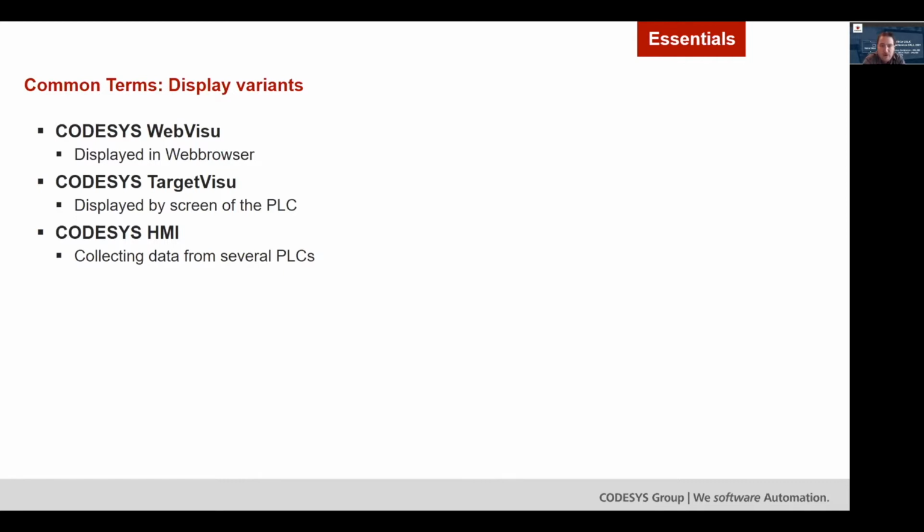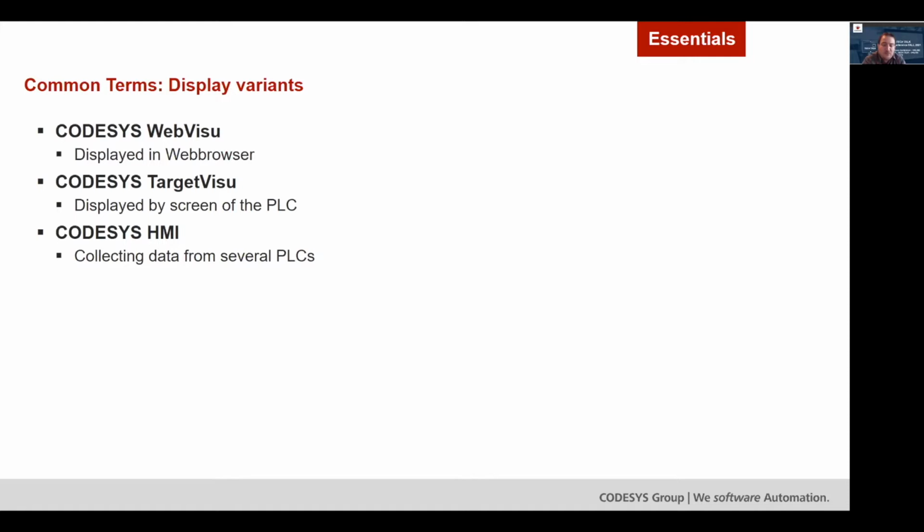And the web browser is flexible, so we can display both from smartphones up to desktop computers. And accordingly, the best matching visualization can be presented to the final customers. Then we have the CODESYS target visualization, which is intended to be displayed by the screen of the PLC itself. So when you have a panel PLC, then the panel display can directly display the visualization without the little bit of overhead that the web browser uses for the web visualization.